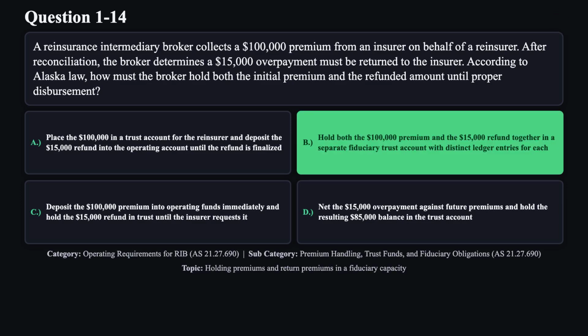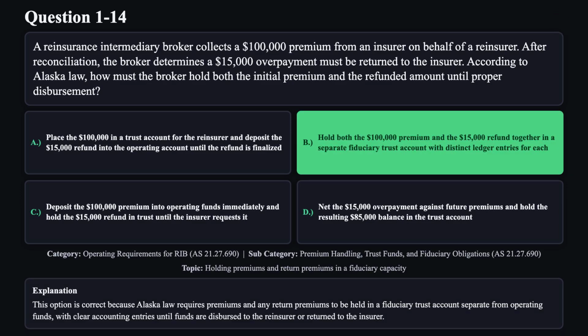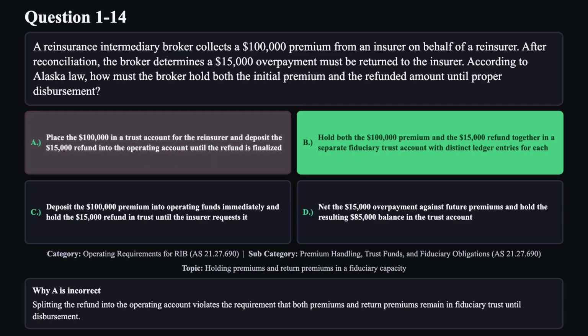The correct answer is B. This option is correct because Alaska law requires premiums and any return premiums to be held in a fiduciary trust account separate from operating funds, with clear accounting entries until funds are disbursed to the reinsurer or returned to the insurer. Reason A is not correct.